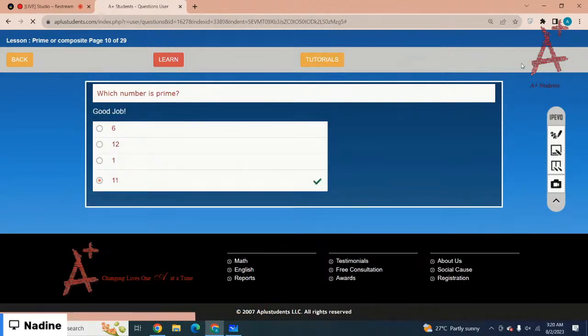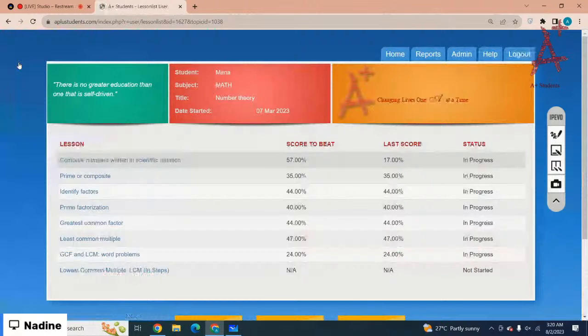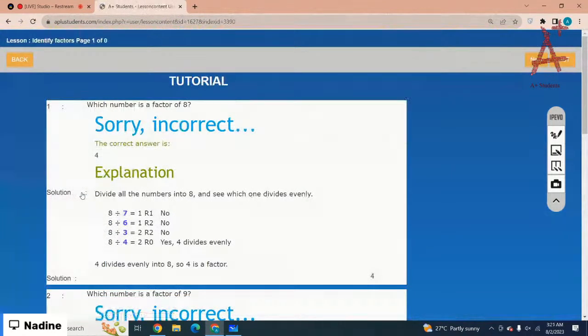Read the lesson by yourself later today. Let me just move on to the next lesson. And the next lesson is identify factors. Which numbers are the factors of 8? Basically, a factor means a number that can evenly divide the number, right? So you are not given options here. Let's just start with the test question.